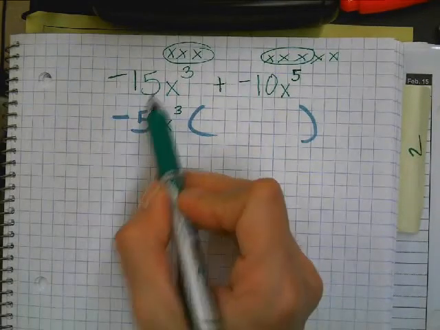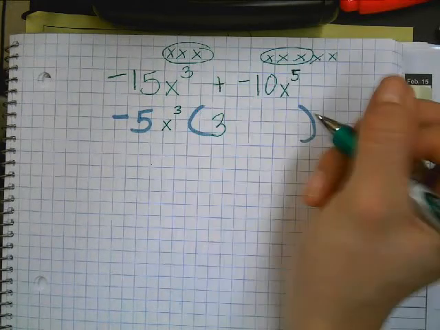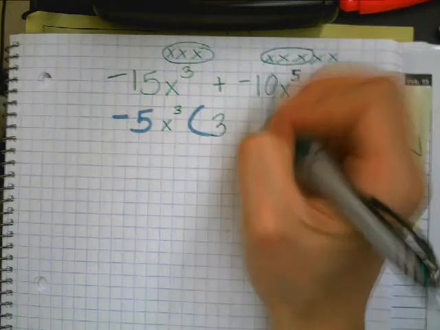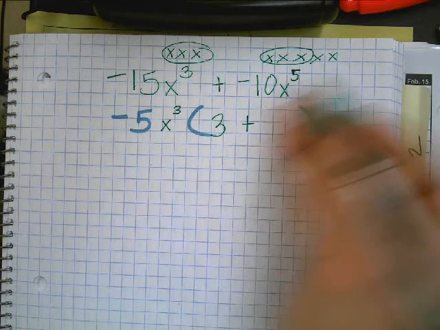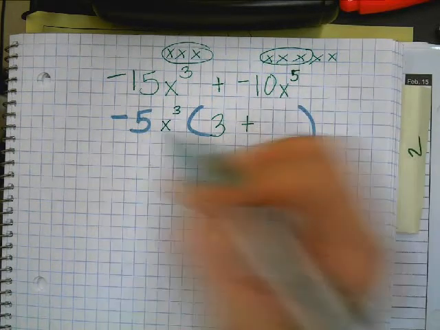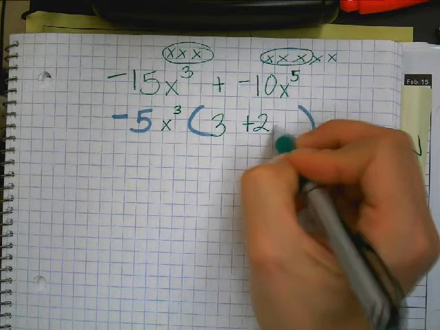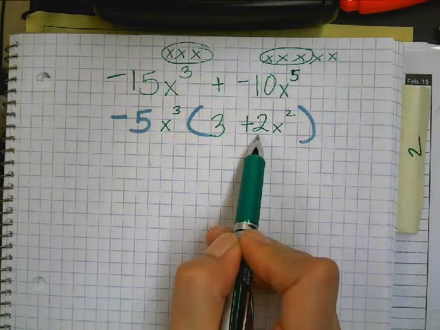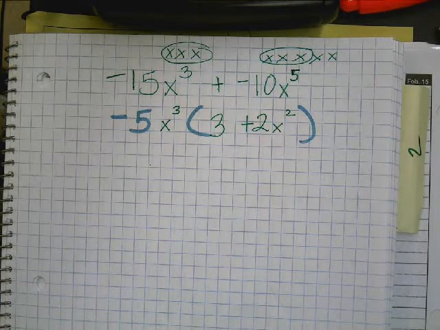Okay. What is negative 15 divided by negative 5? Negative divided by negative, positive. Do I have any X's not circled? Nope. Here, what's negative 10 divided by negative 5? Good. I took out the negative, so this becomes a positive. So if they are both negative, you also take out a negative.